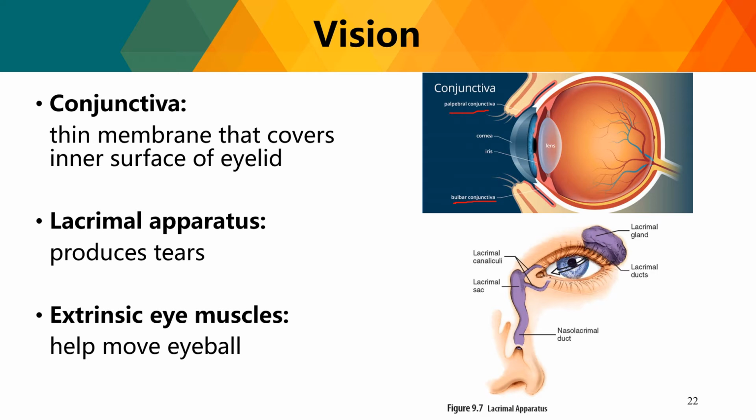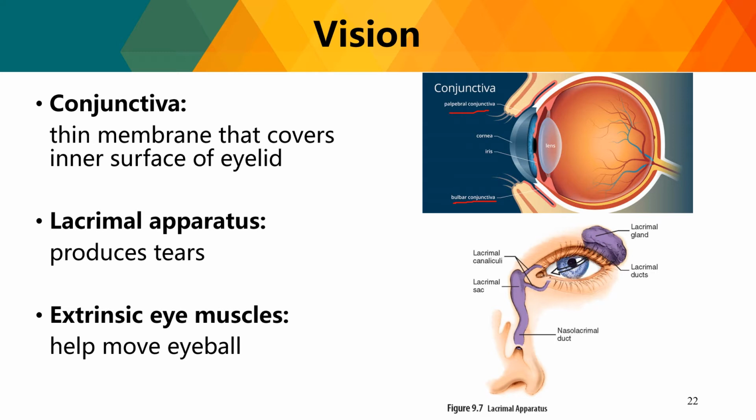Kasi yung tears na nanggagaling sa lacrimal duct, pupunta siya dun sa side, papunta sa nasolacrimal duct. So, yun. Kaya nagtutubig din ang ilong kapag umiiyak. Kasi magkakakonekta sa lacrimal apparatus yung nasolacrimal duct and the lacrimal glands.